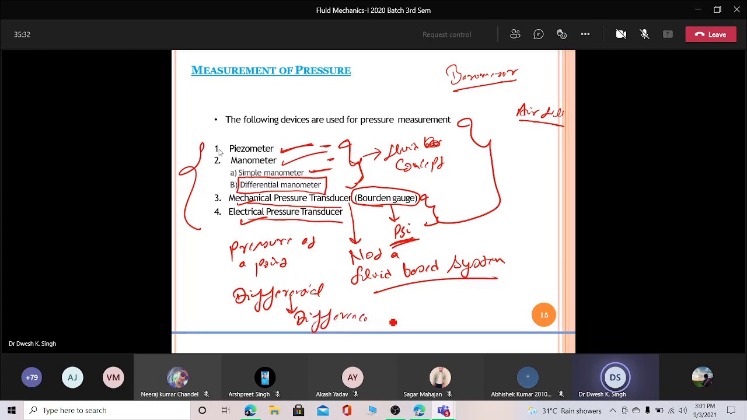And obviously when this word comes into the picture, difference, we require 2 points, because we have to calculate the difference. You are able to calculate a difference when you have two comparable things. Here in our case, it is the point, the location. So we require two locations, or two elevations, or two pipes. That can be anything, either 2 points or two different pipes. The pressure difference between the two pipes is also measured with the help of this differential manometer.